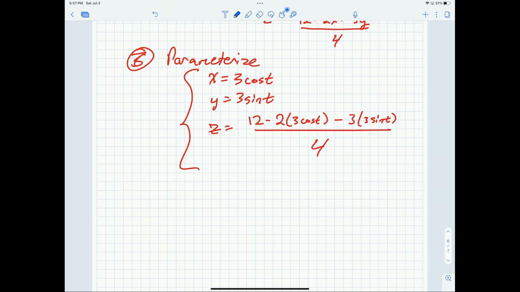It was parentheses 12 minus 6 cos t minus 9 sine times t sine t, and then close that over 4. That's what we had. And then our first parameter, actually our only parameter was t, and well, I guess we just want to go between 0 and 2 pi for 1 full revolution.